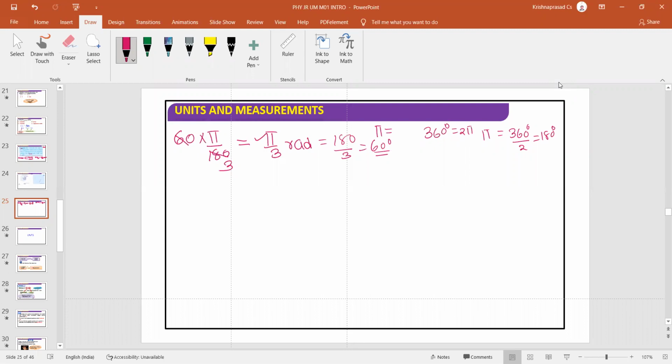Now we will go for 45. So 45 multiplied by pi by 180. The number of times 45 goes in 180, 4, sir. 4. So it will be pi by 4. So it is pi by 4 rad, right? So the unit is just pi by 4 rad.